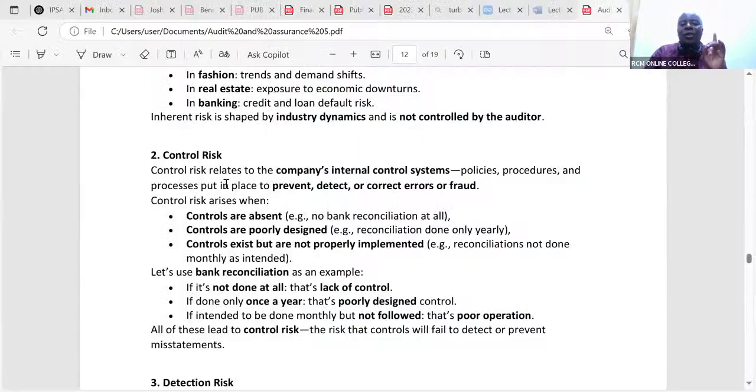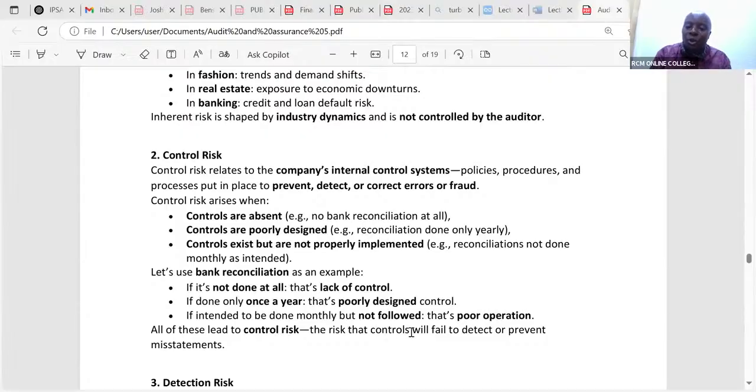Control risk relates to the company's internal control systems, the policies, procedures, and processes put in place to prevent, detect, or correct errors or fraud. Control risk arises when controls are absent, when controls are poorly designed, or when controls exist but are not properly implemented. All of this leads to control risk.